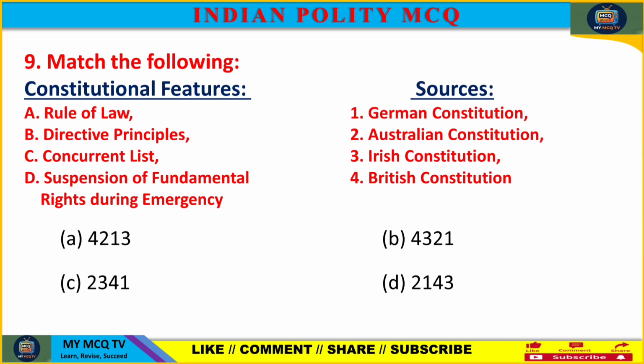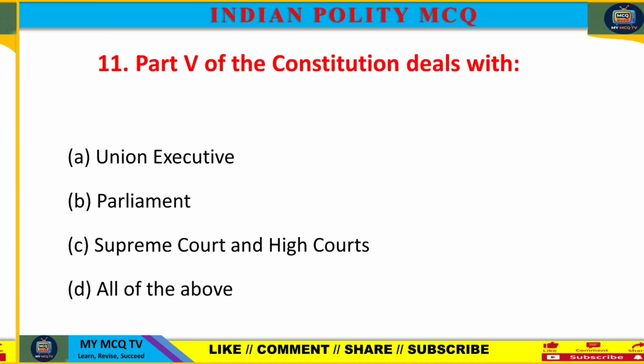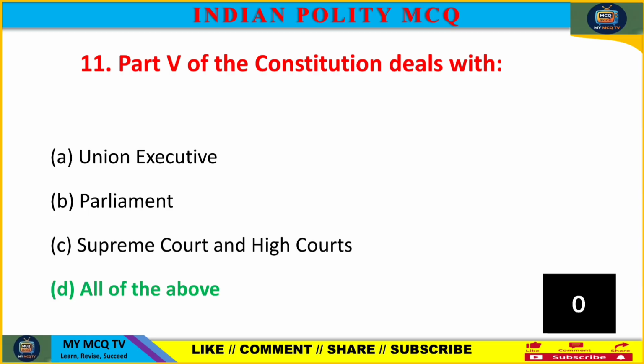Match the following. Constitutional features and sources. Correct answer. B. 4321. Which of the following is not a condition for becoming a citizen of India? Correct answer. B. Acquiring property. Part 5 of the Constitution deals with. Correct answer. D. All of the above.